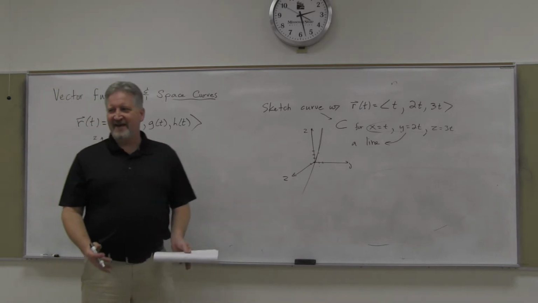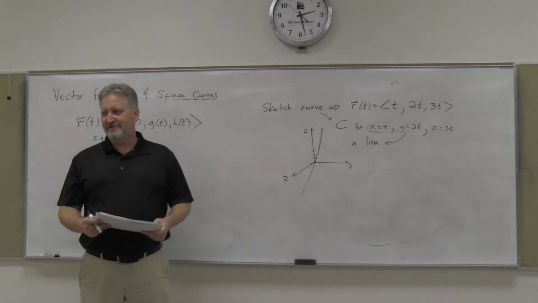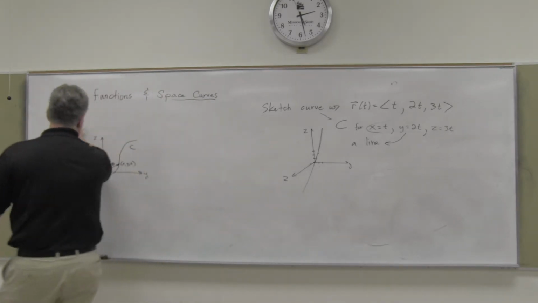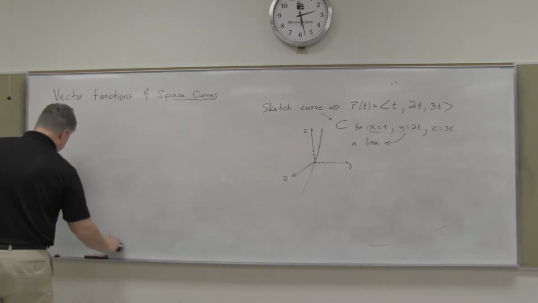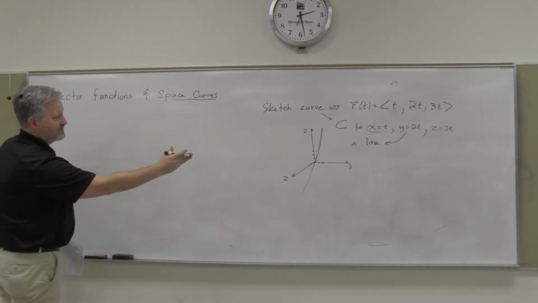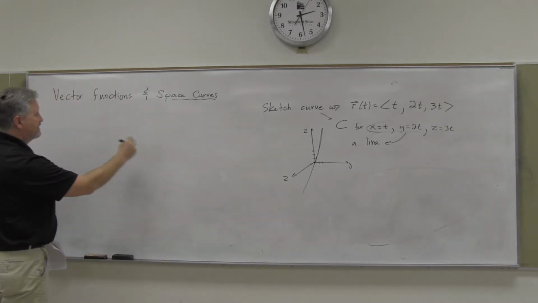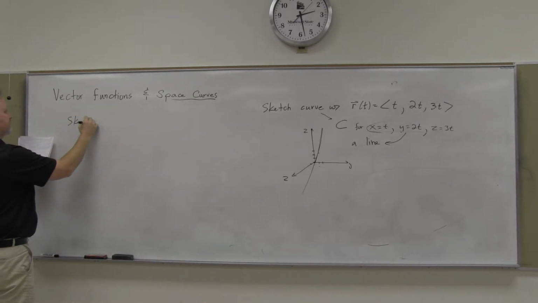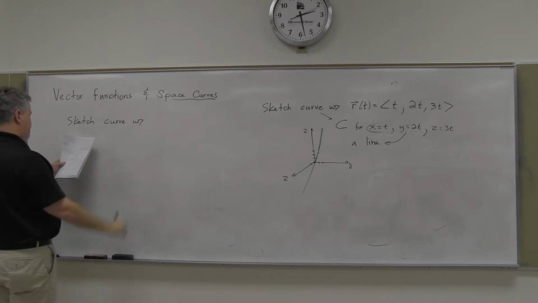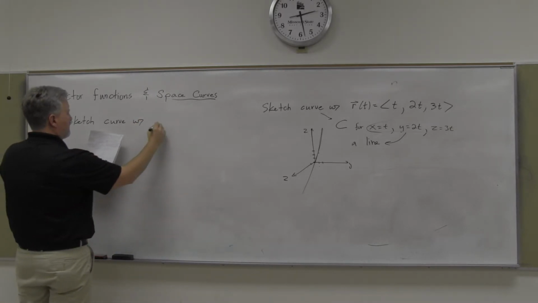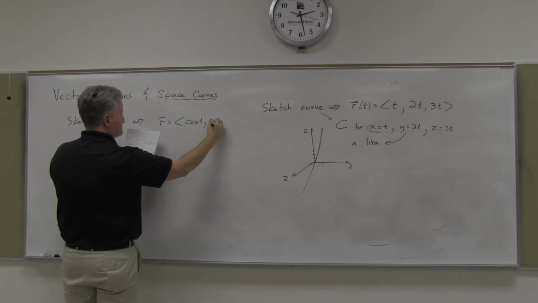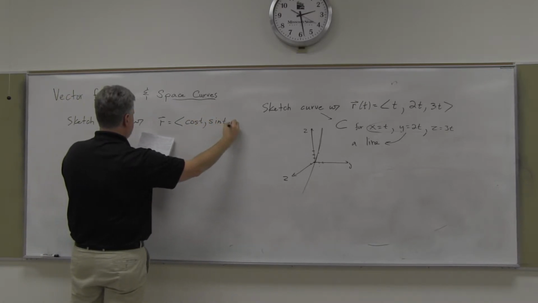But of course, you can get a lot more interesting graphs. So let's talk about one or two of them. Another one of those. Is that okay? Any questions on that? Look okay? All right, so let's sketch the curve with vector function R of t equals cosine t, sine t, t.